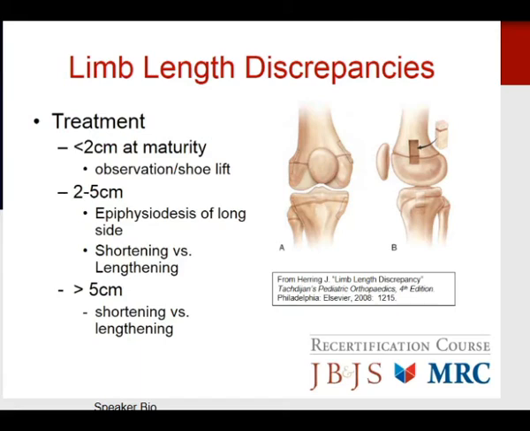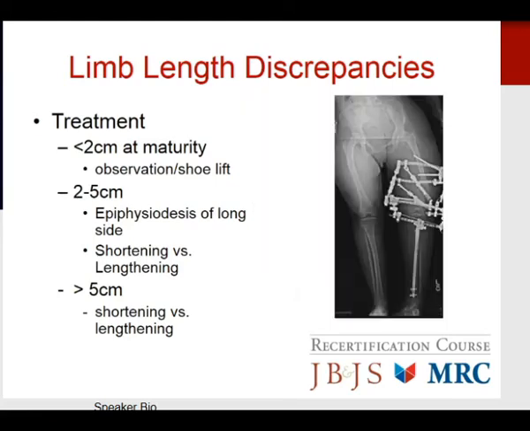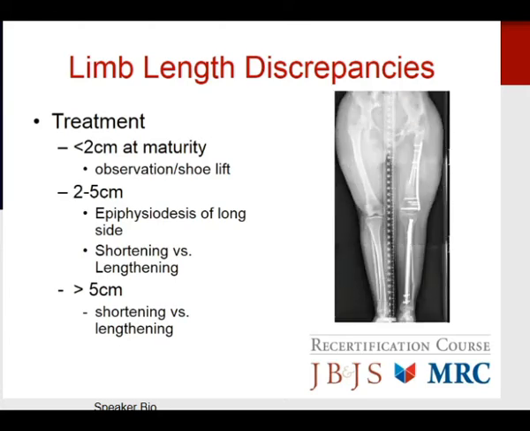Discrepancy less than 2 centimeters is treated with observation or a shoe lift. Discrepancy between 2 and 5 centimeters is frequently treated with epiphysiodesis or shortening of the long limb. Now, this can be done utilizing a bone block, which is somewhat of a permanent solution, or it can be done with screws or plates. Discrepancies greater than 5 centimeters are more challenging to treat, and frequently these require some combination of shortening and lengthening, and often require multiple surgical interventions.